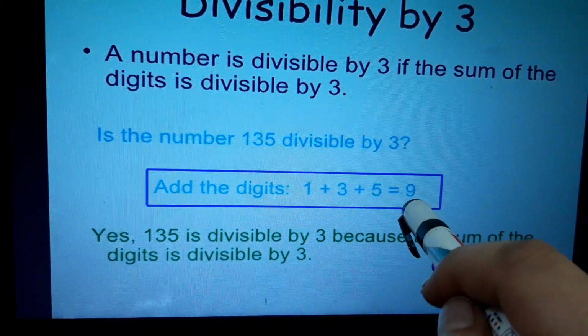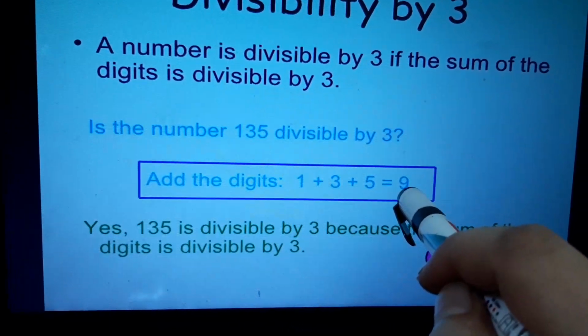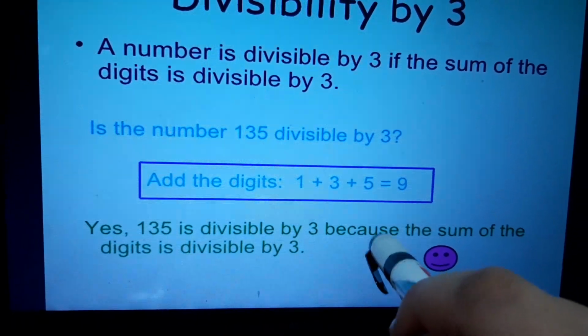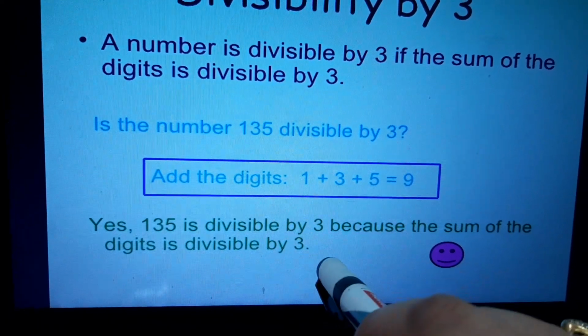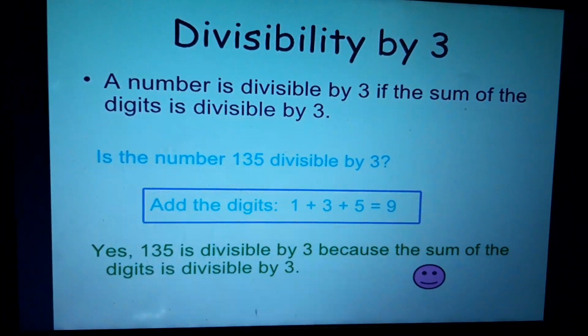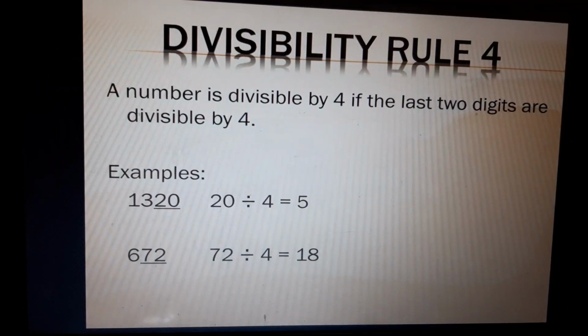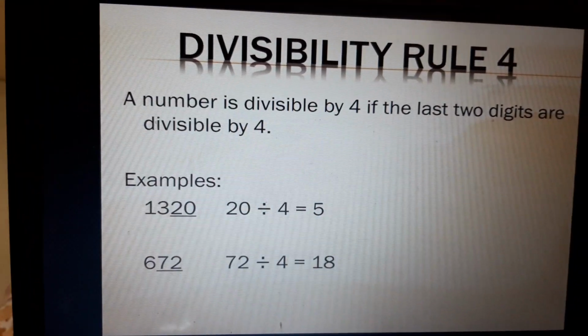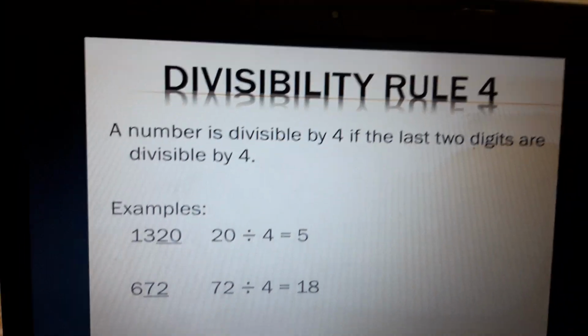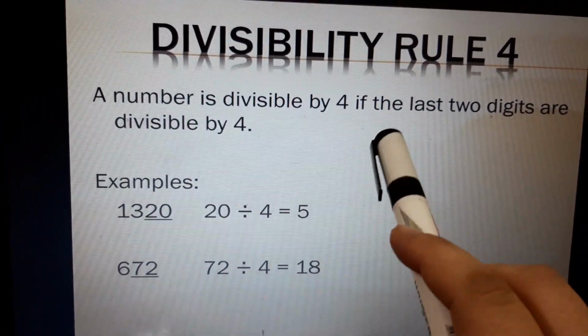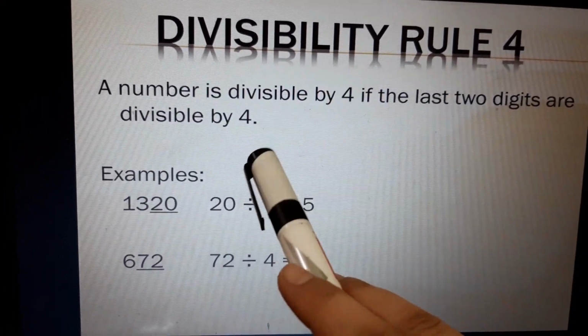Now clearly 9 is a multiple of 3. So 9 is divisible by 3. So the number 135 is also divisible by 3. So this way we can check the divisibility by 3. Next is the divisibility rule for 4. A number is divisible by 4 if the last two digits are divisible by 4.